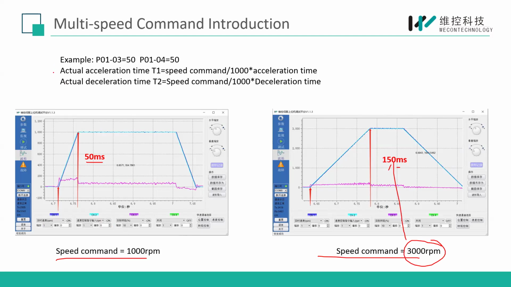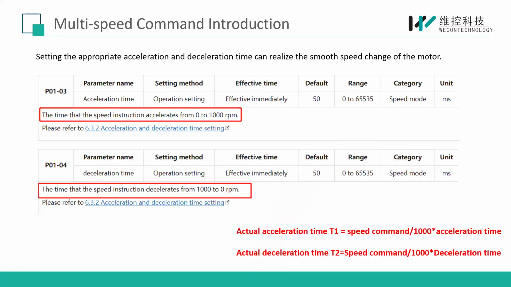So the acceleration time or deceleration time does not mean that all speeds use this value. You need to use the formula, like this, to check. If we set the speed larger, you need a longer time to reach this speed.